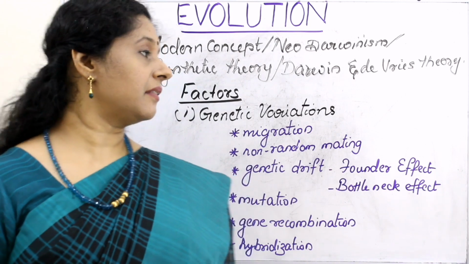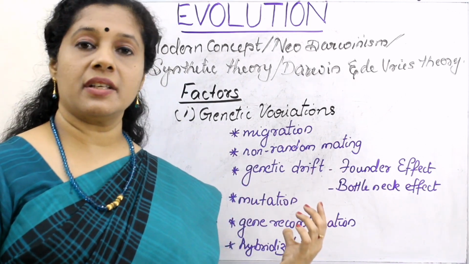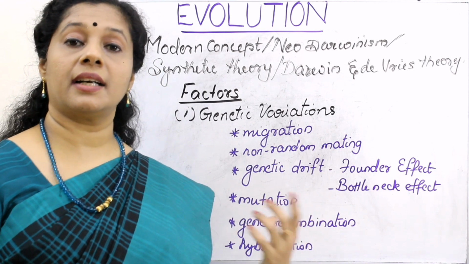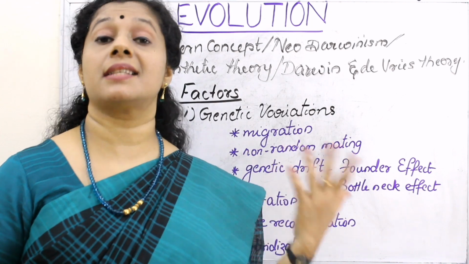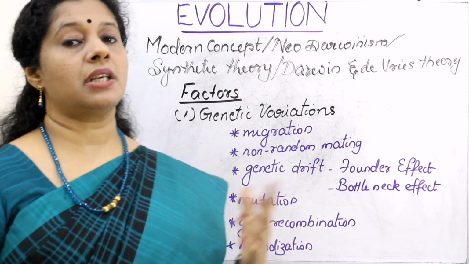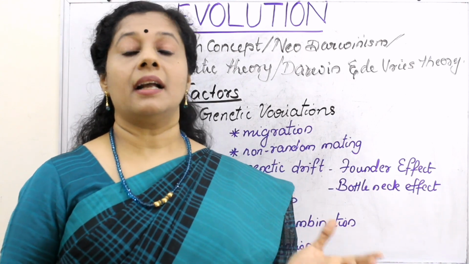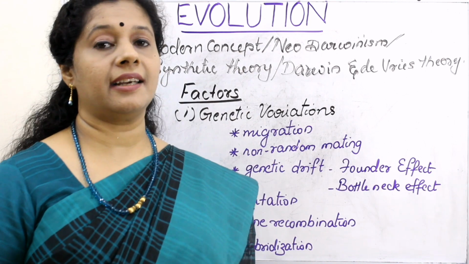So the next reason for genetic variation is mutation. According to De Vries' theory, mutation is a sudden heritable change that can lead to the formation of a new species, provided it is a large mutation, and we call it a saltation. We have learned mutation in another chapter in detail. I have done a detailed video on mutation. You can see the link here.